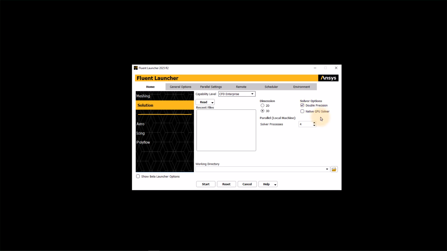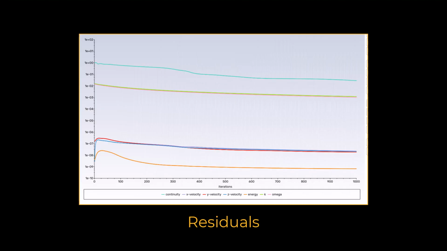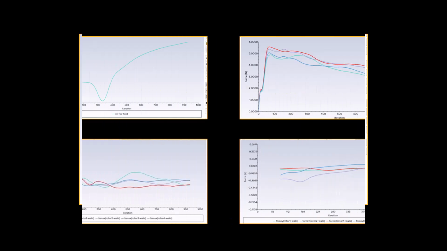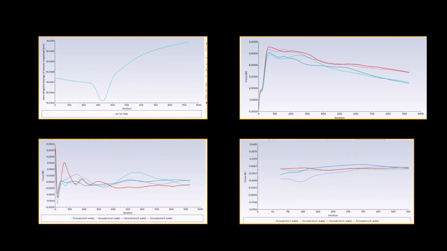Whenever you start your run, the residuals will be plotted in one of the windows. Residuals measure the imbalance of the current numerical solution and must be descending and have small values. Besides residuals, you need to plot the quantity of interest, which we covered in the previous part. The plots must stabilize to consider your simulations as numerically converged.